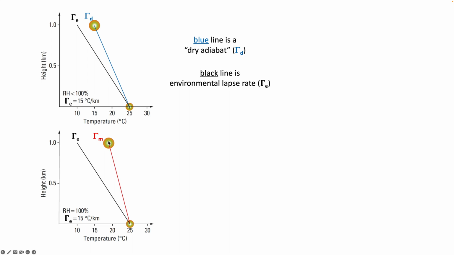And what we'll see is that because the moist adiabatic lapse rate is 6 degrees Celsius per kilometer, the temperature inside of our rising moist parcel will decrease from 25 to 19 degrees as it cools those 6 degrees on its way up to 1 kilometer. So now the red line is a moist adiabat, the black line is the same exact environmental lapse rate line of 15 degrees Celsius per kilometer that we have in our top diagram.